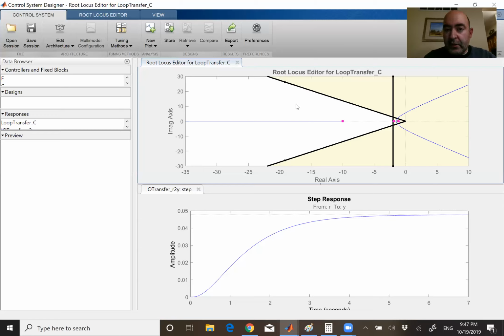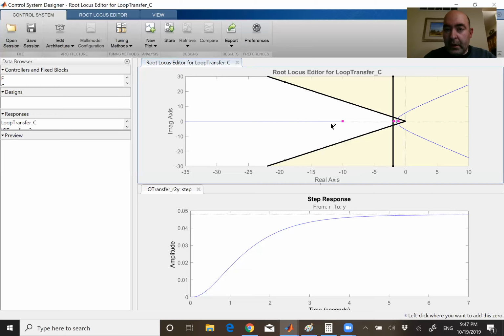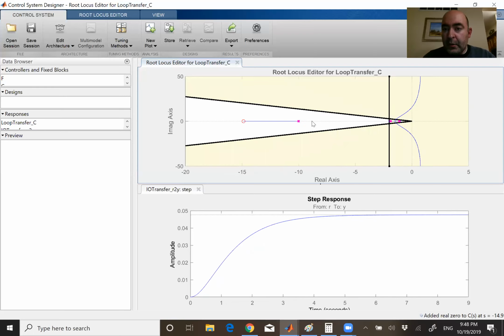So in order to add a 0, what you do is you right click here and you would say add pole/zero. You want to add a real 0. And wherever you place your mouse cursor, basically that's where your 0 is going to be. So let's put it at minus 15. When I place this at minus 15, you notice that the shape of my root locus changes. And of course, what you can do is you can start moving it around. And if you grab it and move it around, you will see that this whole graph will start changing.